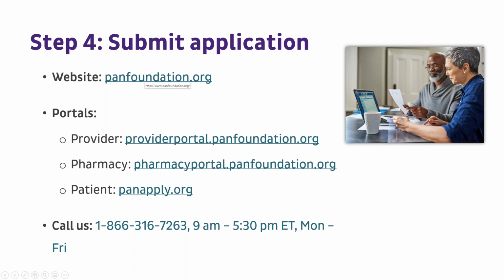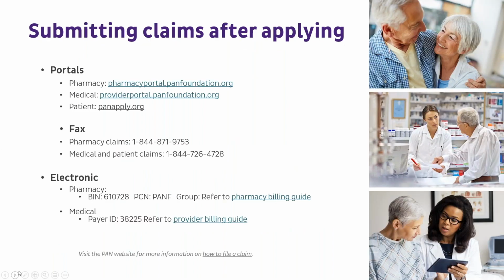Once you're enrolled, you can immediately begin submitting your claims to PAN for reimbursement. If you're a pharmacy, you can submit through the pharmacy, and if you're a medical provider for medications that are submitted through medical benefits, you can submit those to PAN as well. We want the reimbursement process to be quick and straightforward, so we provide several ways to submit your claims. If you receive your medication from a pharmacy, your pharmacy can bill PAN on your behalf.